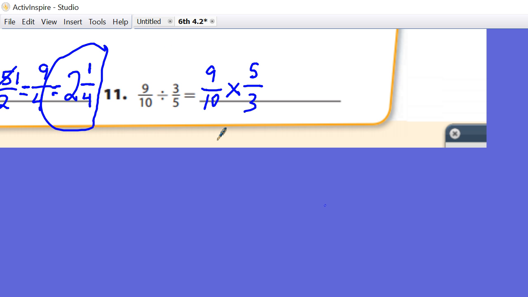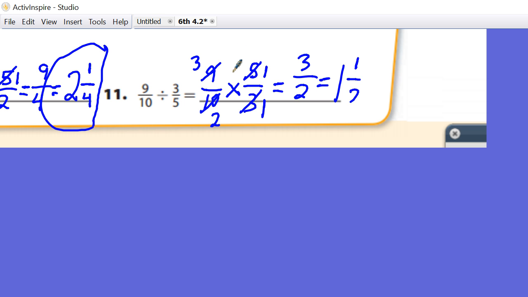Then I multiply straight across, but first I actually check for anything that simplifies. Just like before, 5 and 10 share a factor of 5. And 9 and 3 share a factor of 3. 9 divided by 3 is 3, and 3 divided by 3 is 1. I end up with 3/2. 2 goes into 3 one whole time with 1 left over. The answer is 1 1/2. So 9/10 divided by 3/5 is 1 1/2.